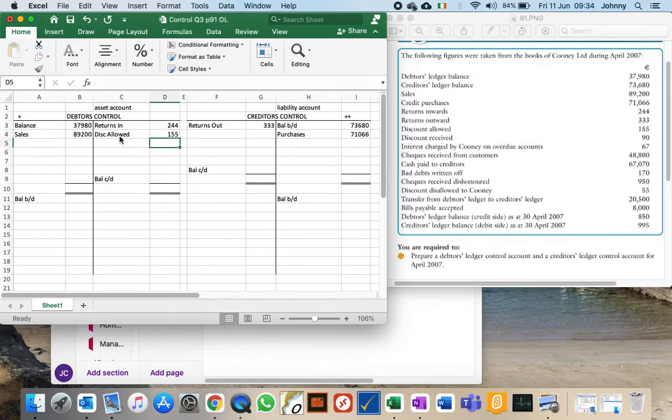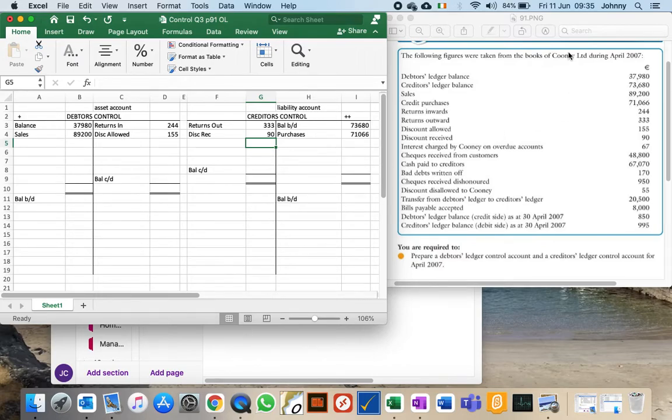Discount received is 90, so that's the same thing. So this is less money. We're getting discount. We owe less money to these people, and those people are the creditors, people who we would have bought goods from in the first place.